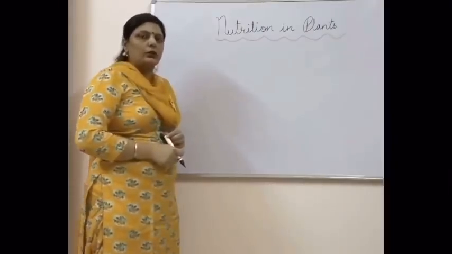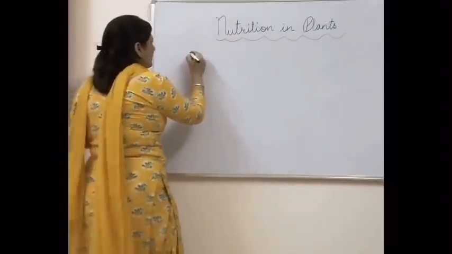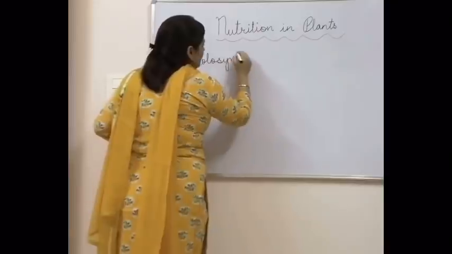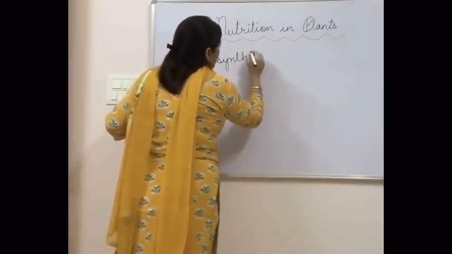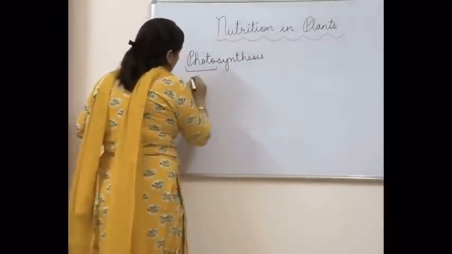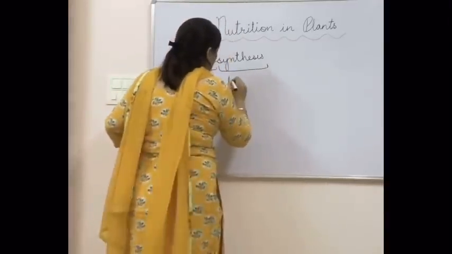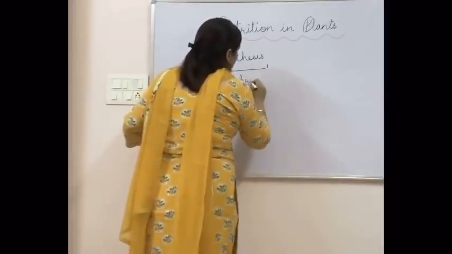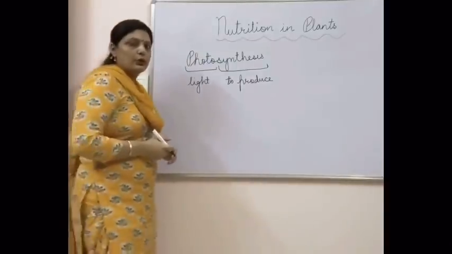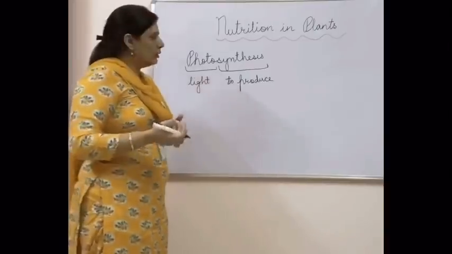Let us read about the autotrophic mode of nutrition in detail, and for this we need to know about a process which is called photosynthesis. This is the most important process on our planet Earth. Photo means light and synthesis means to produce. So basically it is a process where light is required to produce a food item, or something which is later used as food by the organisms.